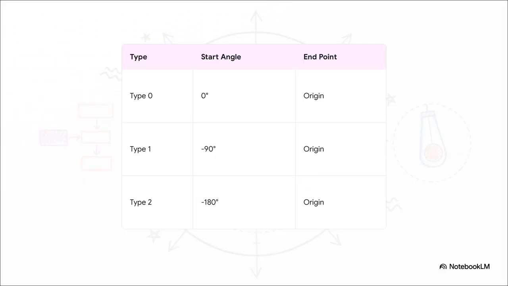Notice how the type of a system, which simply means how many poles are sitting right at the origin of the S-plane, dictates exactly where our sweeping vector begins its journey at 0 frequency. A type 0 system starts flat on the positive real axis at 0 degrees. If you add an integrator to make it type 1, boom, it starts pointing straight down at negative 90 degrees. Make it type 2, and it starts at negative 180 degrees. But notice, as frequency hits infinity, they all spiral right back into the origin.